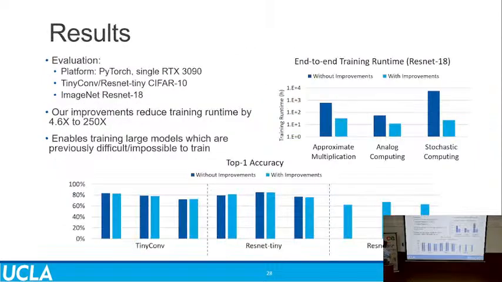So how well does it work? For all the three cases that I talked about, having a digital approximate multiplier, having an analog computing substrate, or stochastic computing, we get roughly 5x to 250x speed up in time to train. And the big thing is, this is what enables us to train at least reasonable sized models, even for edge.